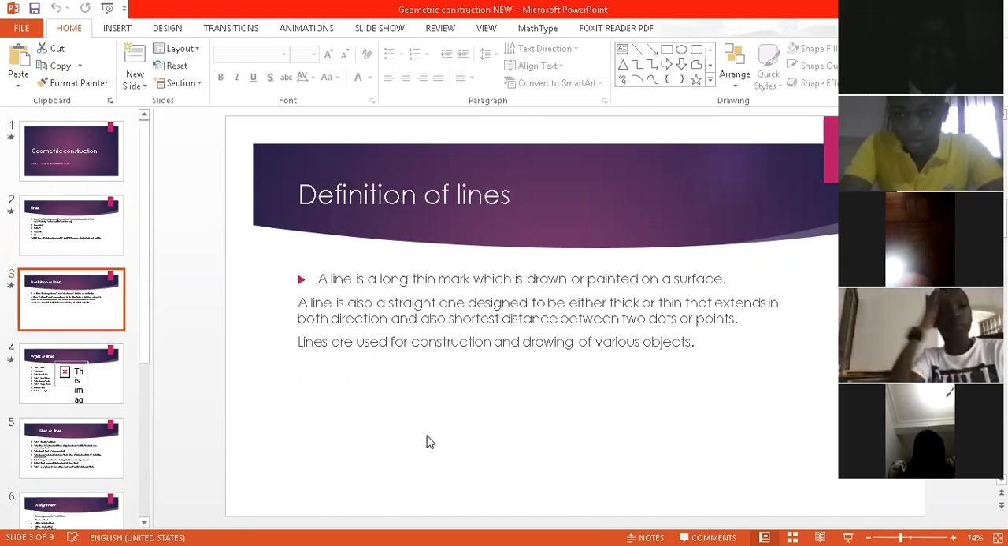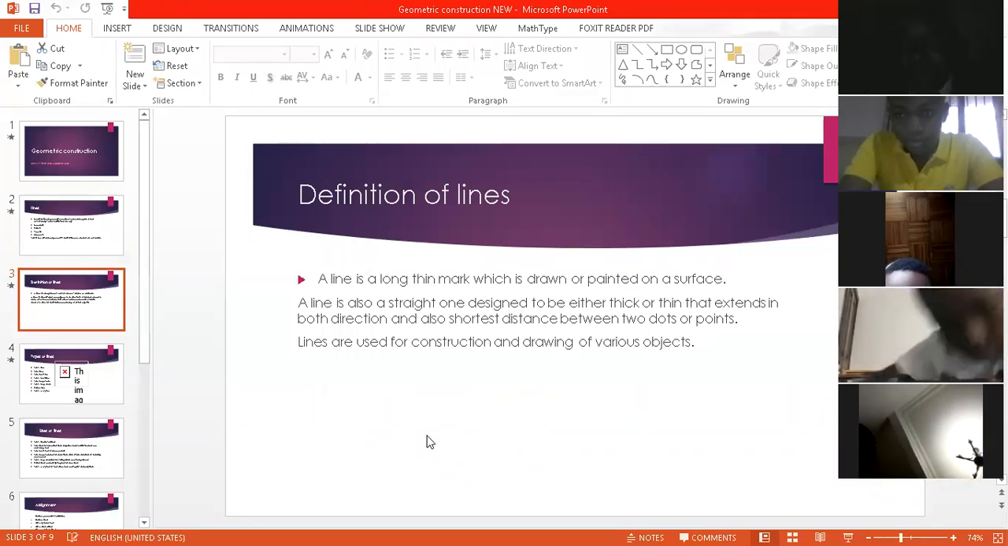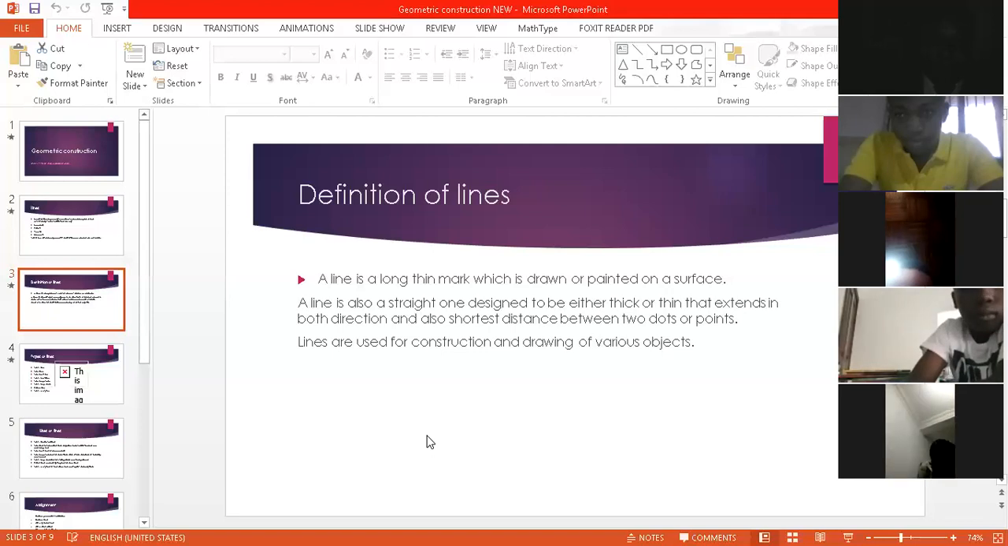Now, let's go to lines. A line is a long thin mark which is drawn or painted on a surface. A line is also a straight one designed to be either thick or thin that extends to both sides, and also the shortest distance between two dots or points. And lines are used for construction and drawing of various objects.